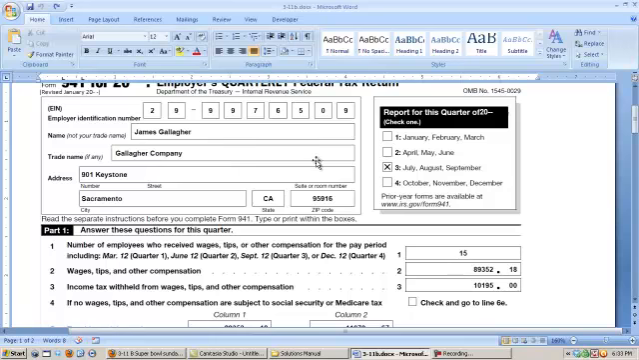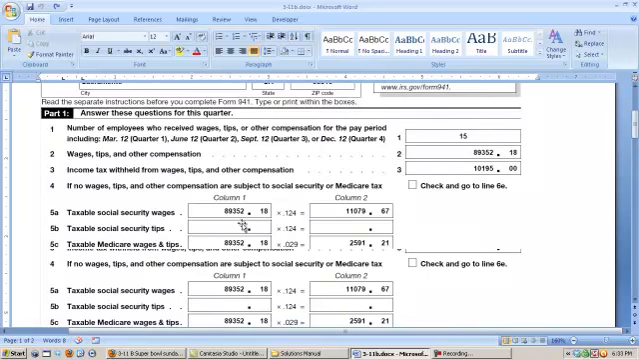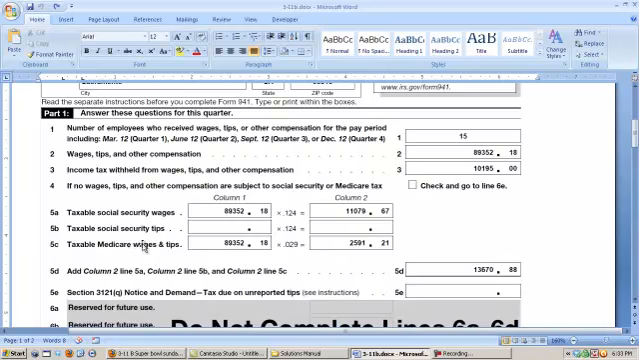So remember, FICA taxes are comprised of Social Security taxes and Medicare taxes. Remember, both the employer and the employee have to pay these two taxes. The employee pays one half and the employer pays the other half. We see here 12.4%. Remember, 6.2% is paid by the employer and 6.2% is paid by the employee.